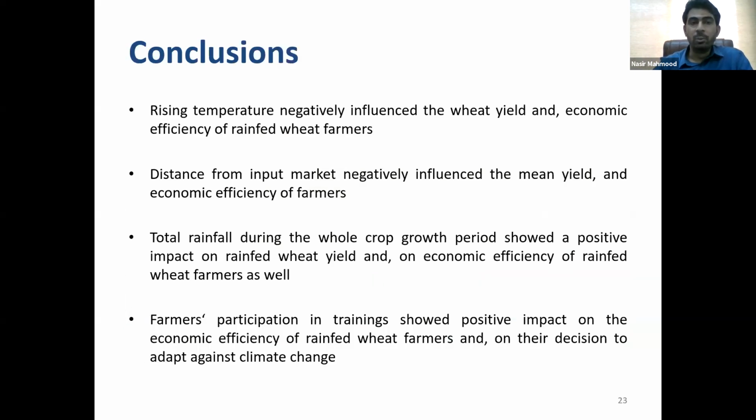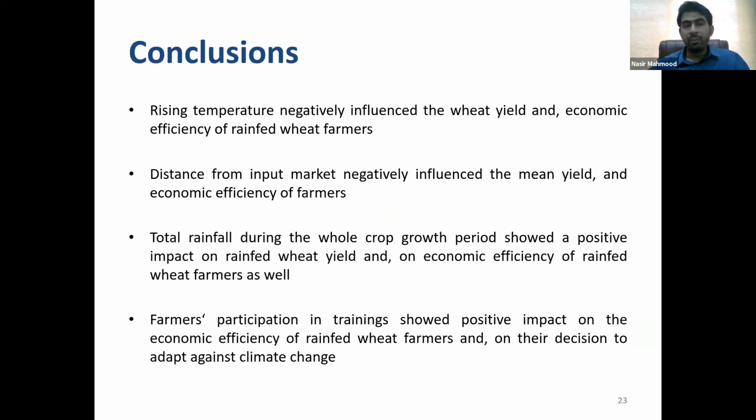So now I would like to conclude the main research findings of my study. The first one is that the rising temperature has negatively influenced the wheat mean yield and also the economic efficiency of the rain-fed wheat farmers. Second is that an increase in the distance from input markets has negatively influenced the wheat mean yield and also the economic efficiency of the farmers.